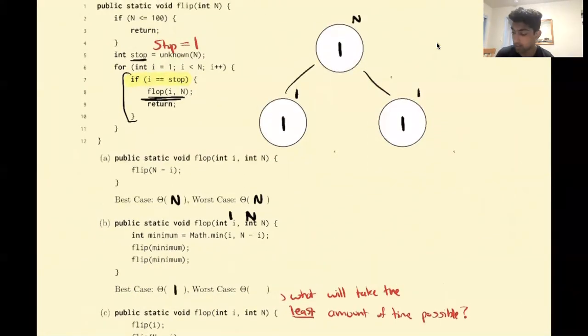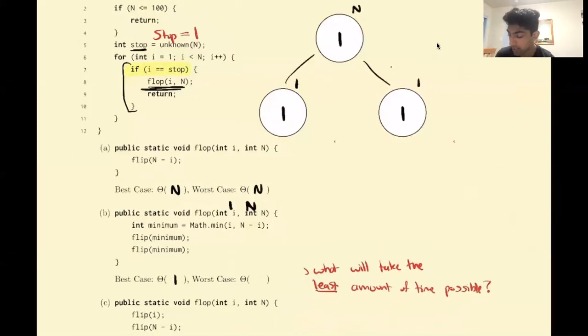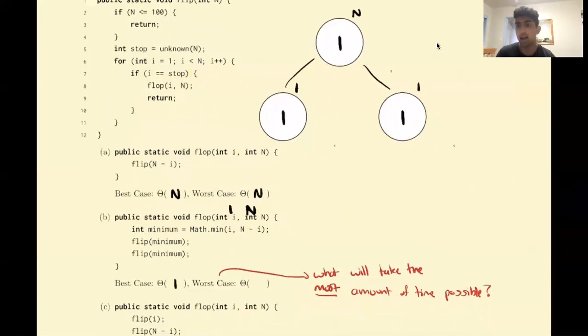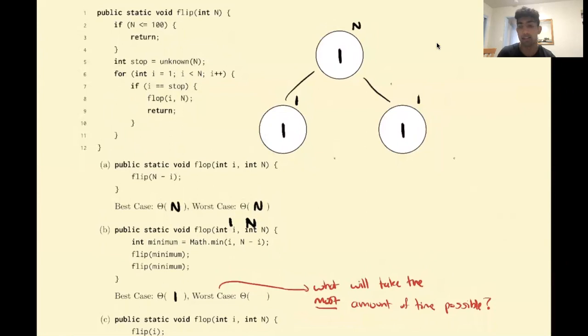Okay, let's look at another possibility, and that's worst case. And when we explore worst case, we're trying to answer the question of what will take the most amount of time possible. That's the question we're trying to ask ourselves when we explore this worst case possibility. So looking at this function here, how in the world are we trying to figure out what takes the most amount of time possible? So my idea is there's two ways that we can think about what takes the most amount of time possible.